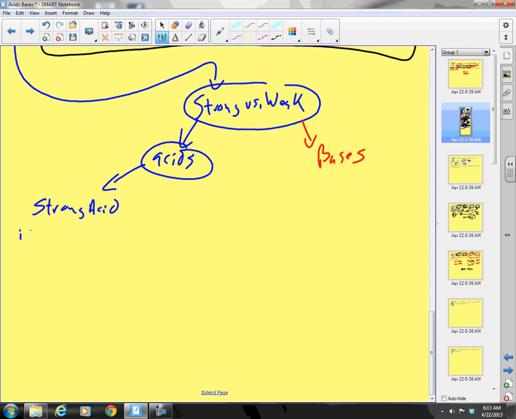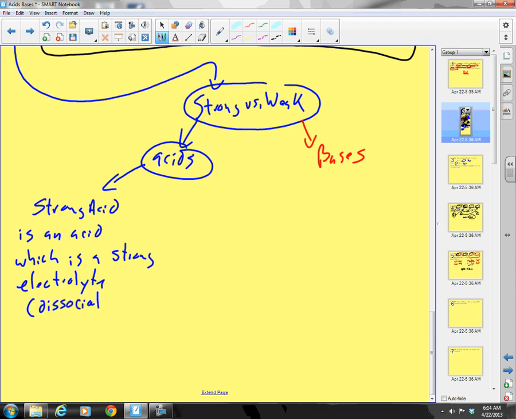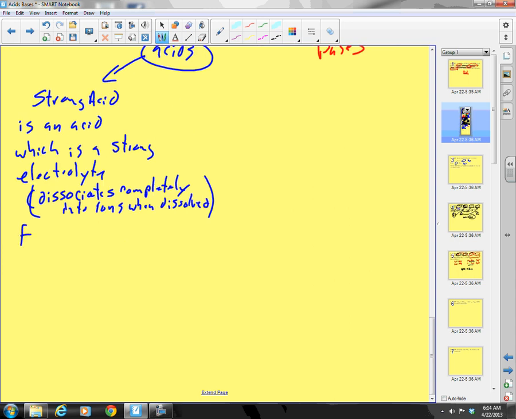A strong acid is an acid which is a strong electrolyte. Good, and we all remember what a strong electrolyte is. It's something that dissociates completely into ions, right, when dissolved. That is my strong electrolyte. And an example is what we had up there.